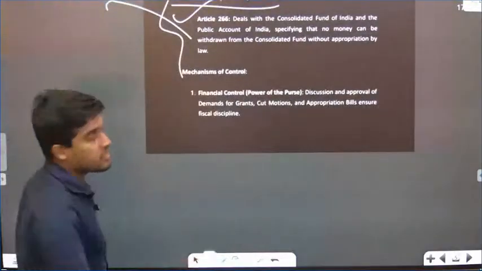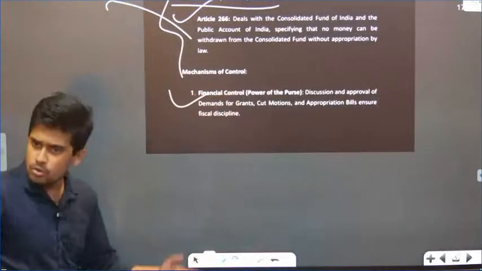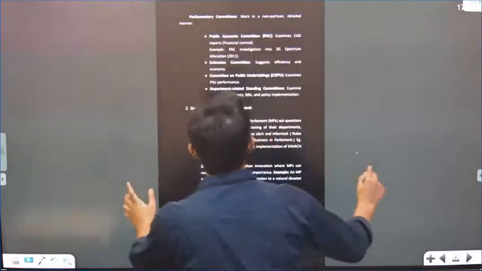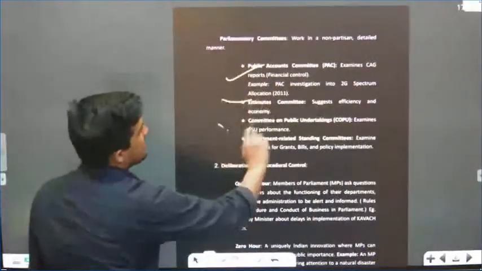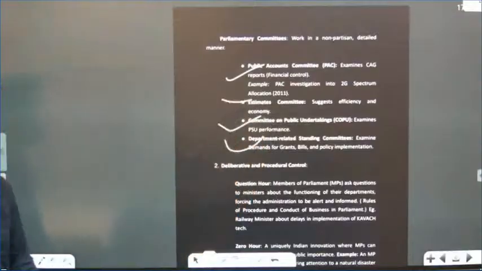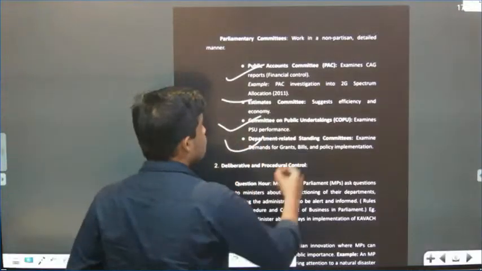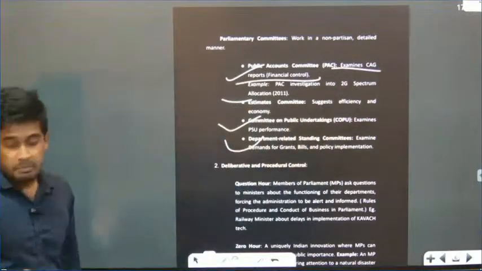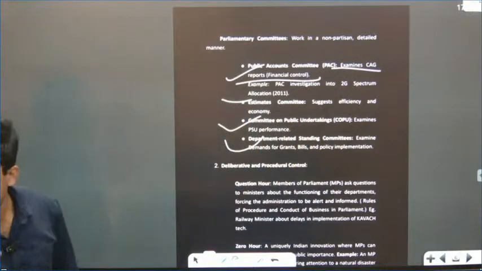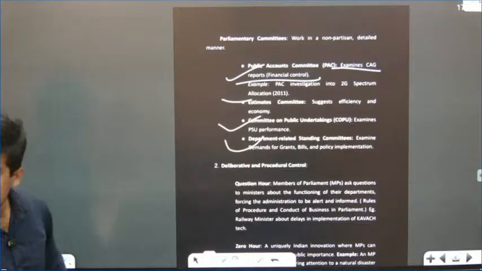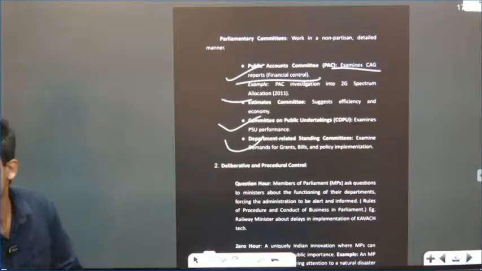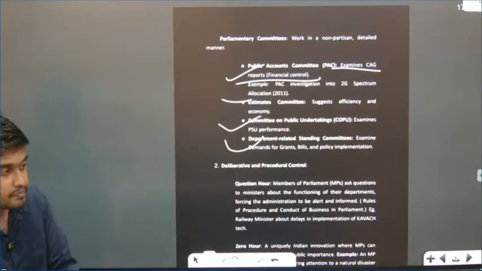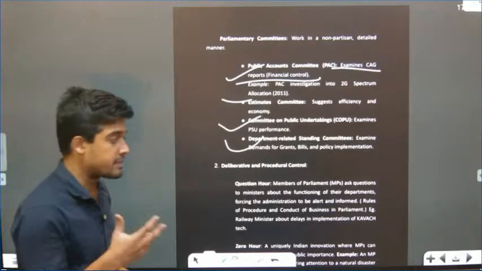So what forms of control do they exercise? Financial control through budgets, cuts, etc. Similarly, through parliamentary committees: Public Accounts Committee, Estimates Committee, Committee on Public Undertakings, Departmental Related Standing Committees. So what do they do? Public Accounts Committee: the 2G scam that happened. These parliamentary committees found out how this scam happened, and then it was publicized, and perpetrators were caught.